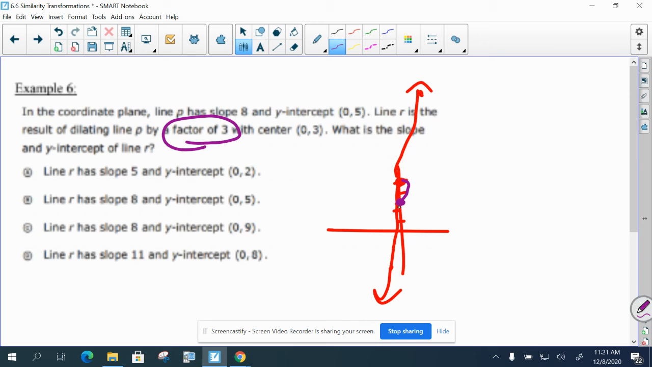So go up 6 units from 3. 1, 2, 3, 4, 5, 6, and where do you land? Well, that'd be 1, 2, 3, 4, 5, 6, 7, 8, 9. So then your options here, the slope will not change. Slope should be the same. So then line R has a slope of 8 and y-intercept of (0, 9). That one. And that is actually a question from an AIR test.